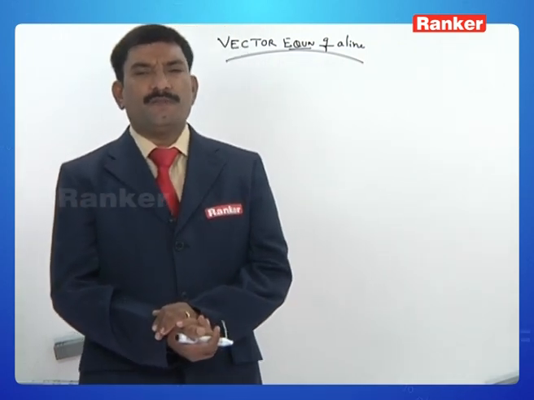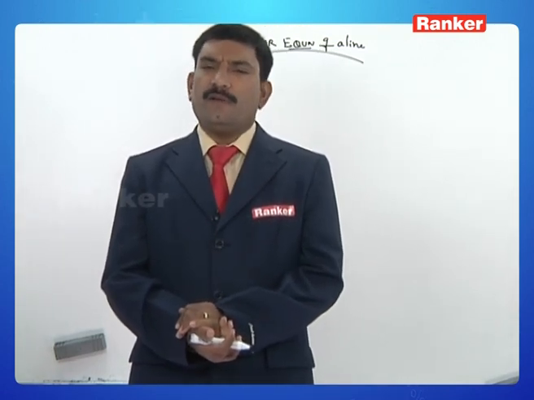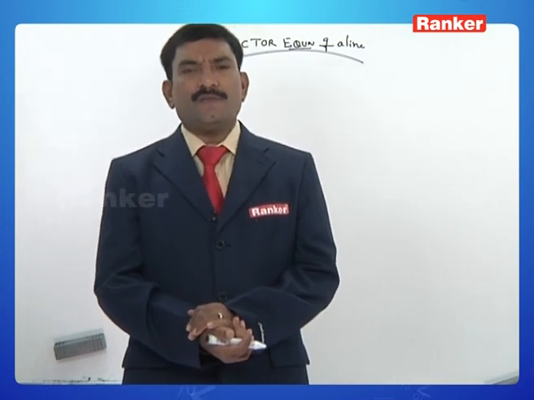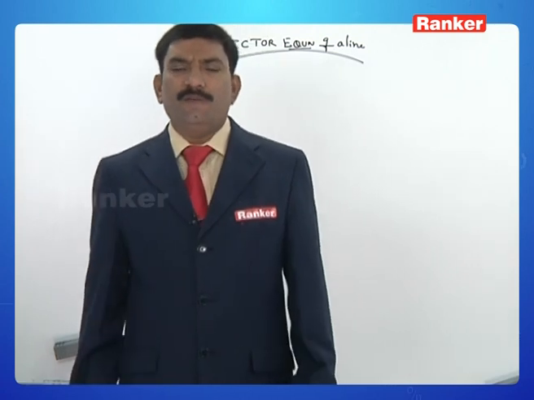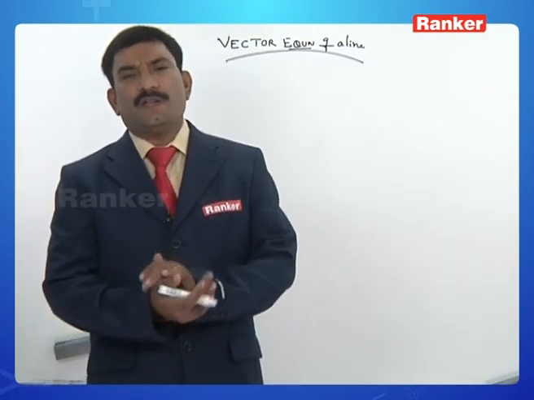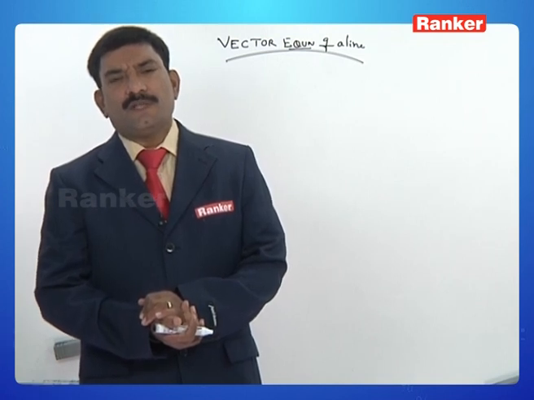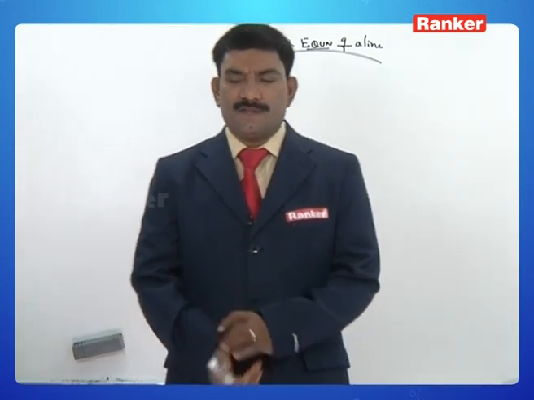The second vector equation of a line is R bar is equal to (1 minus S) into A bar plus S B bar. The vector equation of a line passing through 2 points A bar and B bar is given by R bar is equal to (1 minus S) into A bar plus S B bar, where S and T are the scalars. Note 1.